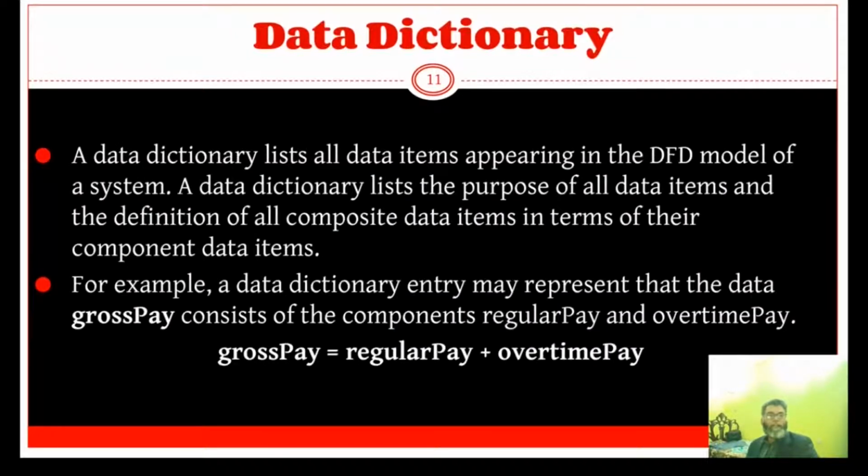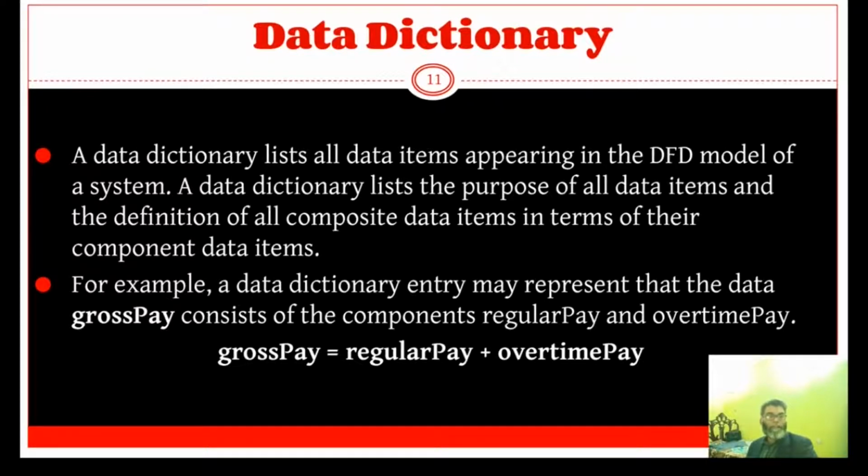Data dictionary lists all data items appearing in the DFD model of a system. The data dictionary lists the purpose of all data items and the definition of all composite data items in terms of their component data items. In other words, data dictionary is a centralized collection of details about information. It stores the origin of data, its relationship with other data, the layout for usage, etc.